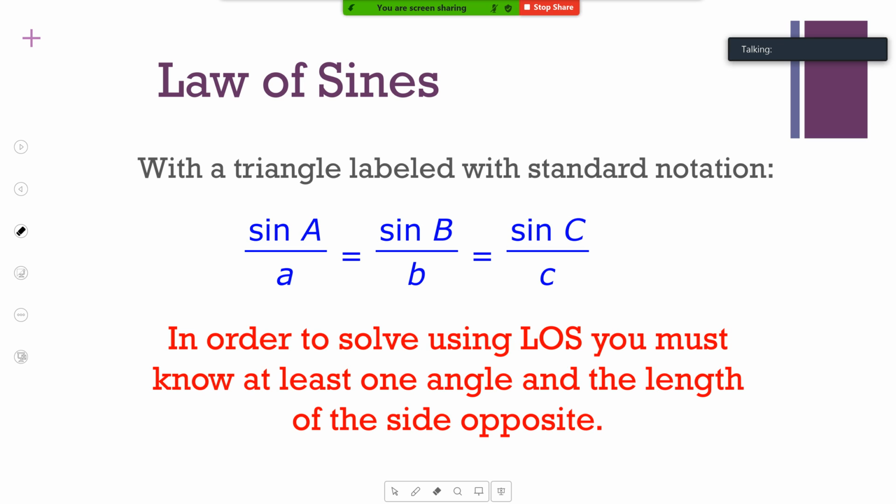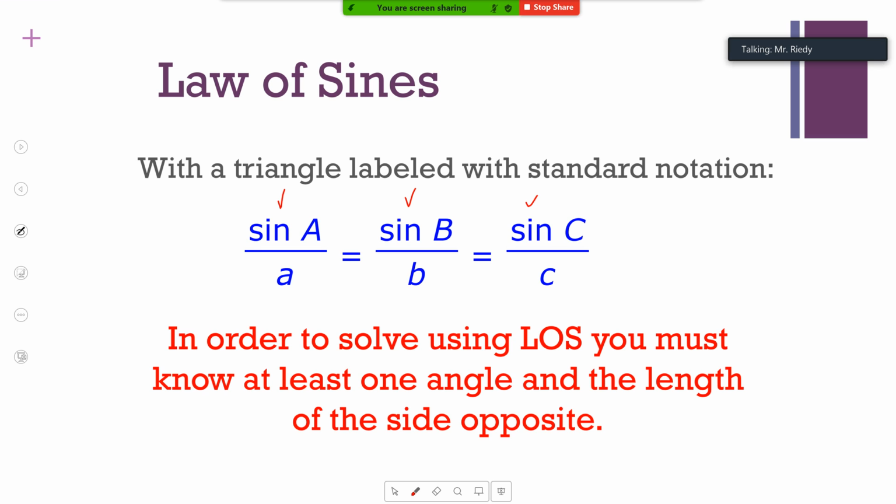Okay. In red, I'll read it to you because it's important. In order to use law of sines, you have to have at least one of these ratios. In other words, you need to know at least one angle and the side opposite it. If you don't have that relationship, you can't solve it. If I just give you, for instance, 3 angles, not solvable. If I give you 3 sides with no angles, not solvable. Okay? Questions so far?